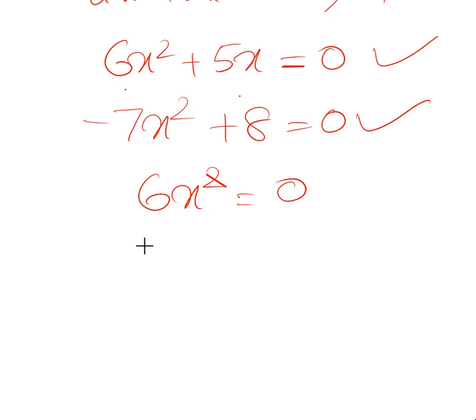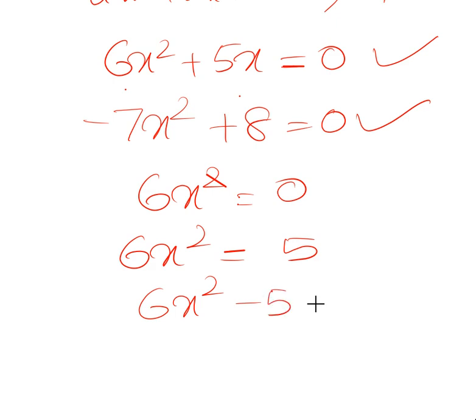Then what about 6x² = 5? This is also a quadratic equation. We can bring this 5 to the left side. 6x² − 5 = 0. Now, this is in standard form.